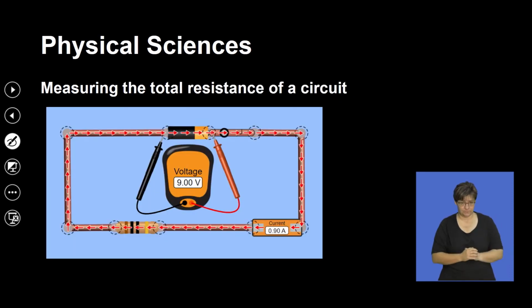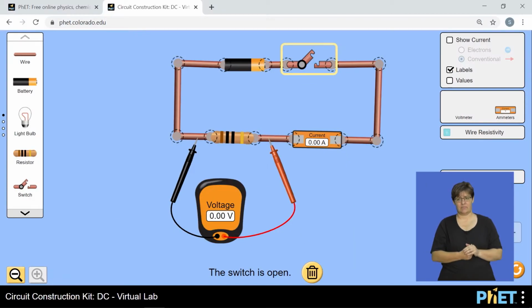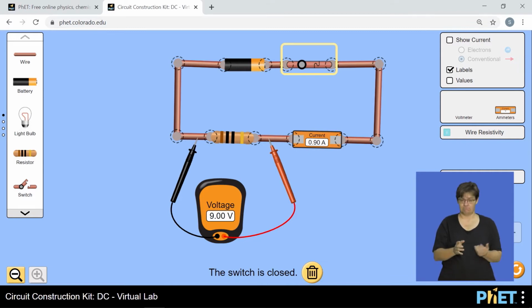Now let's use a simulation to look into how exactly we measure terminal potential difference as well as the total current in a simple circuit. If we go to our simulation, we have something of this sort. There is no current in the circuit because the circuit is broken, the switch is open. But the moment we close the switch, there is current registered in the circuit of 0.9 amperes.